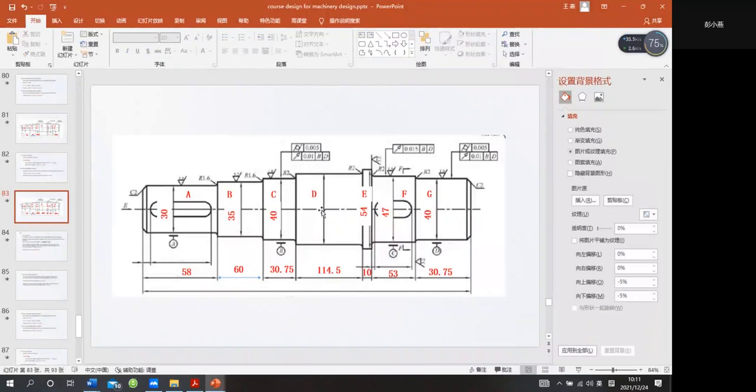And then you should consider the diameter of D. We consider the shoulder height. There is a shoulder, and this diameter plus 2 times the shoulder height is the diameter of segment D. So you should determine D by yourself, okay?